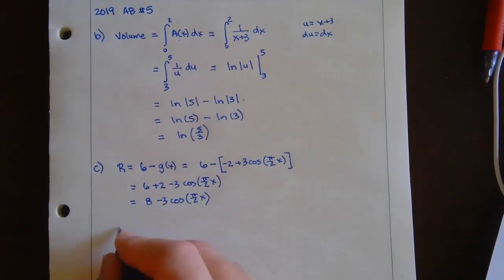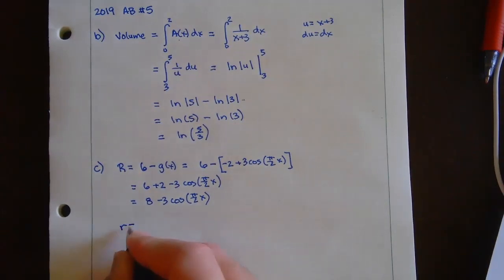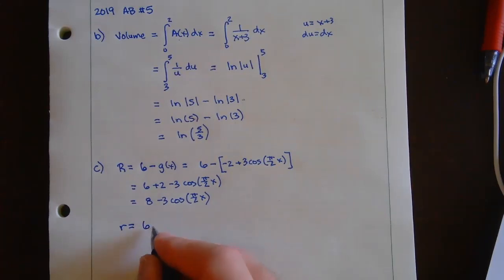Now what's my little radius? My little radius would be equal to 6, because that's the top curve, minus my h of x function.